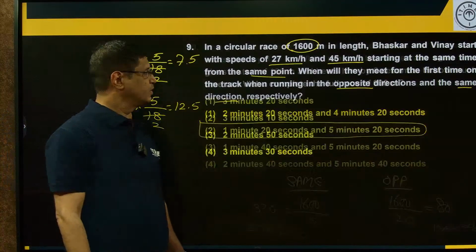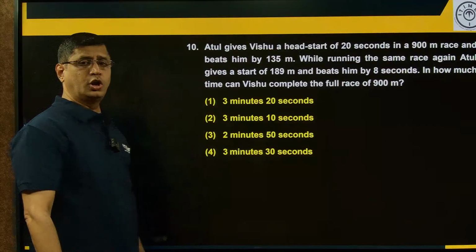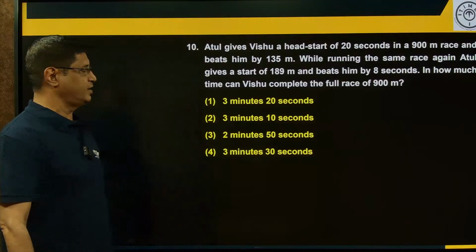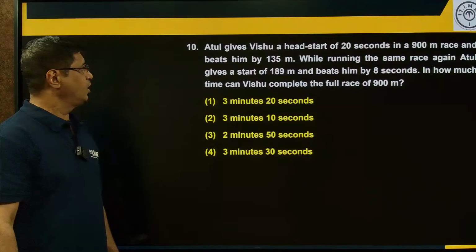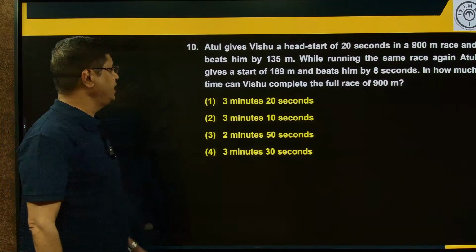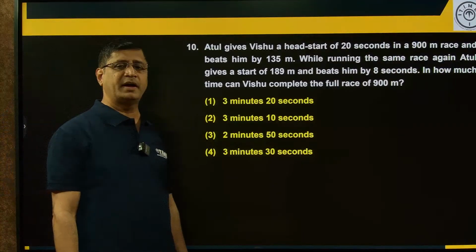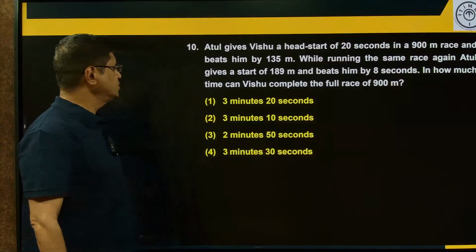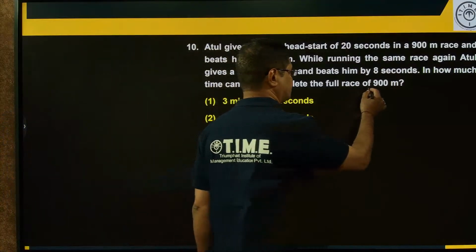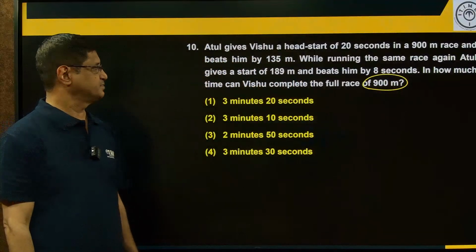Okay, now one more example on your screen. Atul gives Vishnu a head start of 20 seconds in a 900-meter race and beats him by 135 meters. While running the same race again, Atul gives a start of 189 meters and beats him by 8 seconds. In how much time can Vishnu complete the full race of 900 meters?